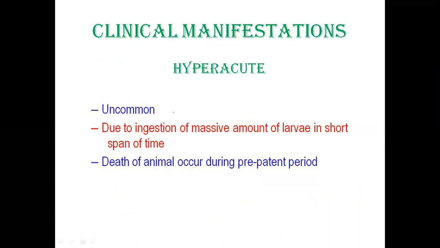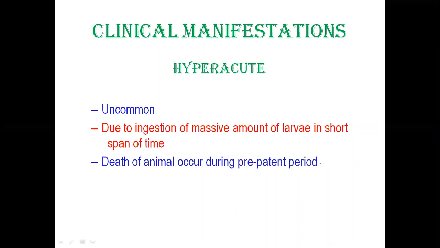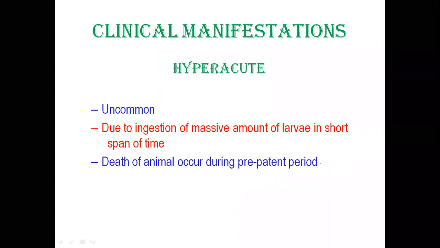Here comes the clinical manifestation. There are 3 types of clinical manifestation. One is hyperacute. It is not common, and it is due to ingestion of a massive amount of larvae in a short span of time, and the animal dies during the prepatent period. The prepatent period is usually within 15, 16, 17, 18 days. So the animal could die within 2 weeks.